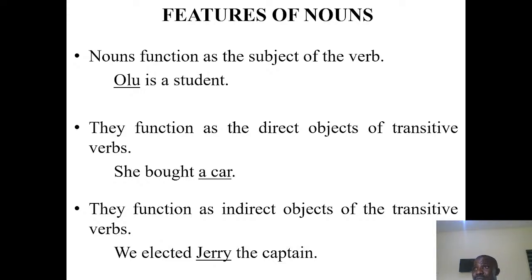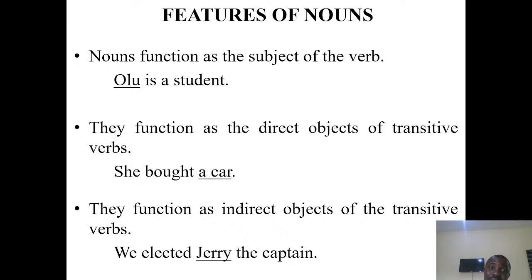Because there are some verbs that will accept a noun placed after it, but the noun cannot function as the object. Sometimes the noun will be functioning as a complement. And that is why we say they function as the direct object of a transitive verb.